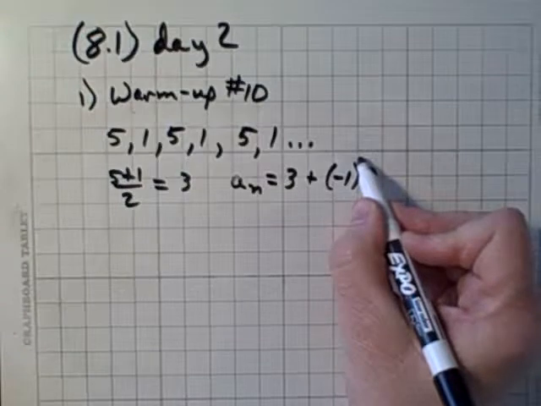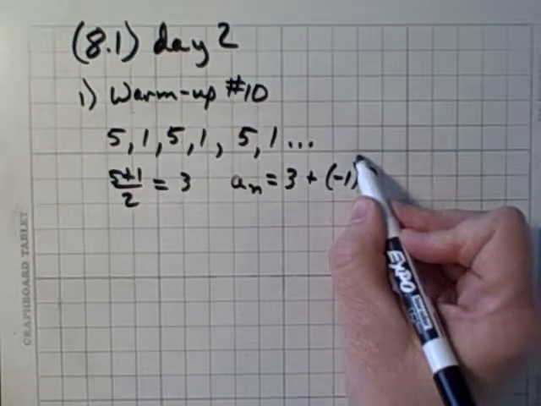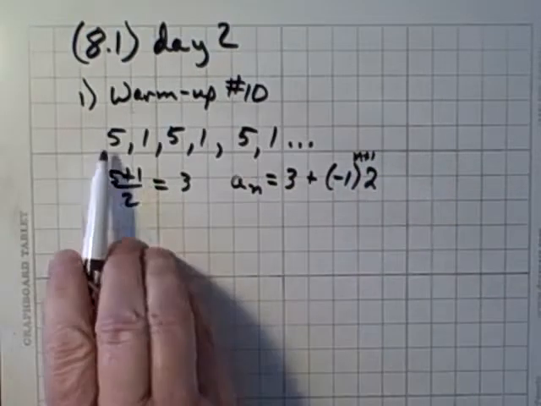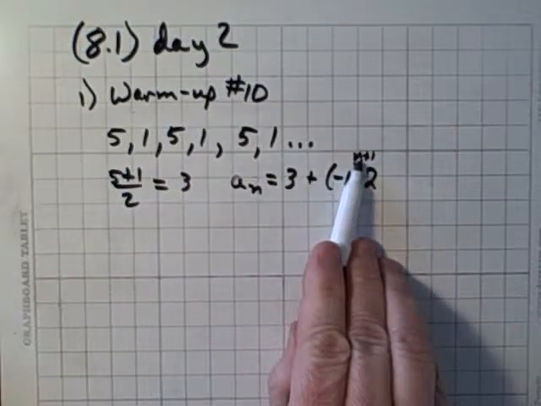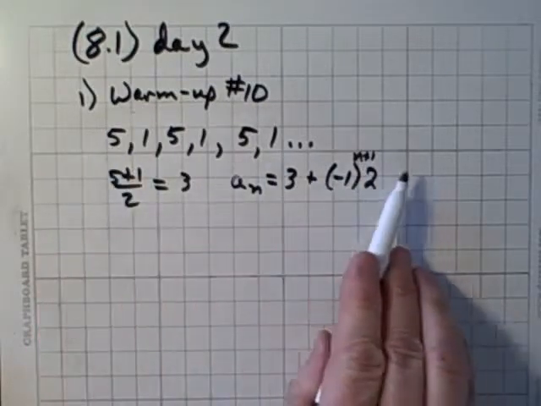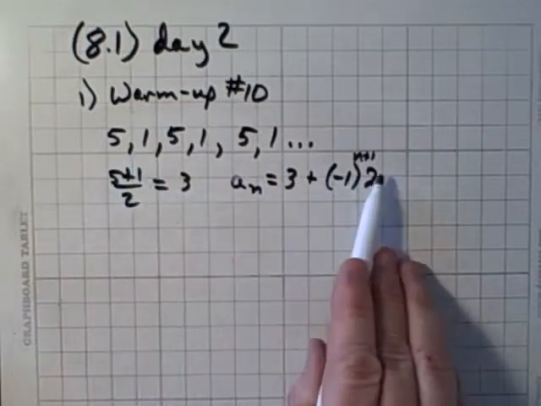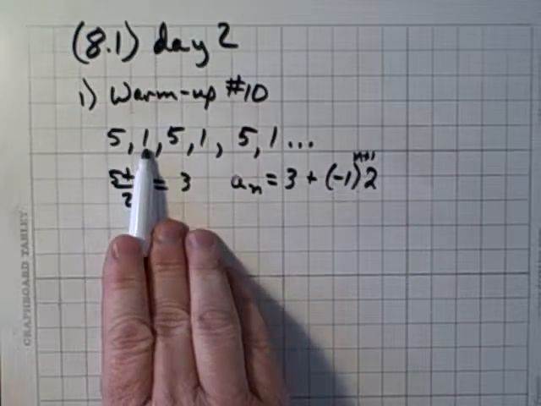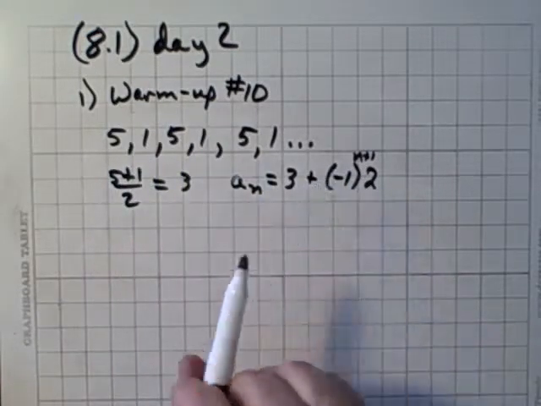How do we want it to alternate? With n as the power, or n plus 1, or n minus 1? N plus 1 would work because if it's the first term, I put a 1 in here, I get negative 1 squared, which makes it positive, and I would add 2. When n is 2, I'd get negative 1 to the third, which would be negative, and of course subtracting 2, I'd get 1, and so on.